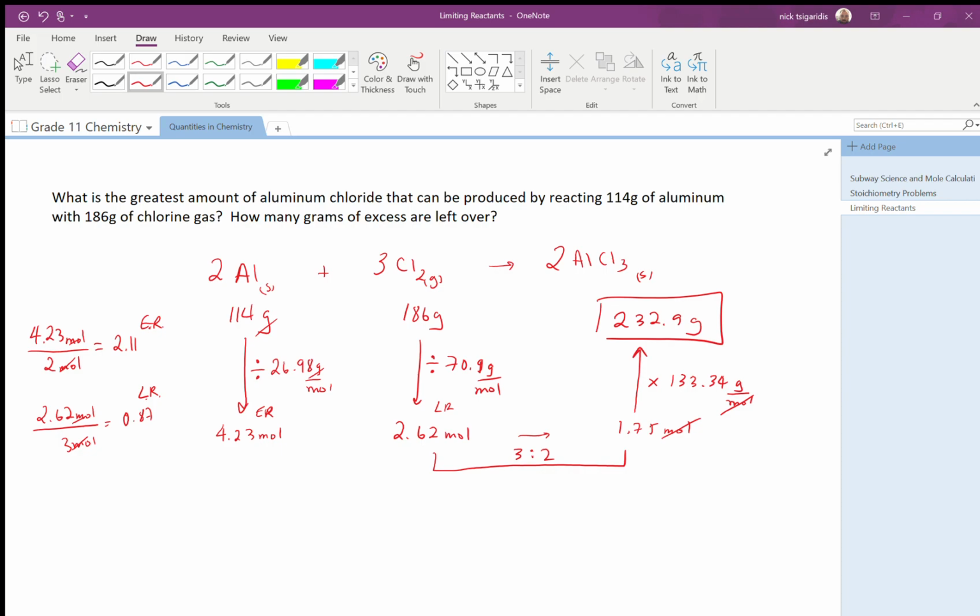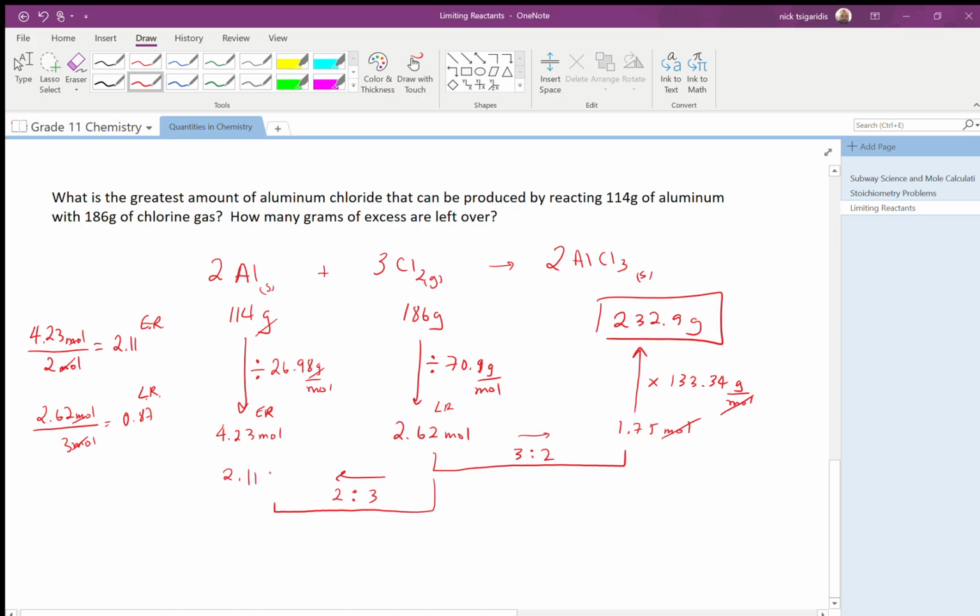This question also asks us to determine the amount of excess reagent left over, but it asks for it in this particular case in grams. So let's go ahead and do that. I'm going to take my limiting reagent and determine how many moles of the excess reagent is consumed. So again, I'll look at the ratio. It's a 3 to 2 ratio between that.